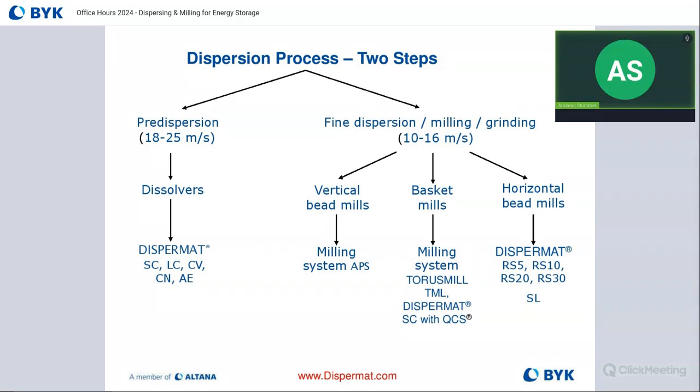For pre-dispersion, it's really critical to remember when we use a Cowles blade, we want to stay within 18 to 25 meters per second of tip speed. That's kind of optimum, and that yields really good results. For that, we have a range of different Dispermat models we can talk about a few slides later. I'll show you some of these models. And then we also need to remember when we are milling, some people refer to it as fine dispersing or grinding, our tip speed is between 10 to 16 meters per second, so a lot slower than the pre-dispersion process. There again, we have vertical bead mills. Our system is called the APS. We also have the basket mill TML, and then the horizontal bead mill RS for manufacturing, or the SL for lab and pilot scale.